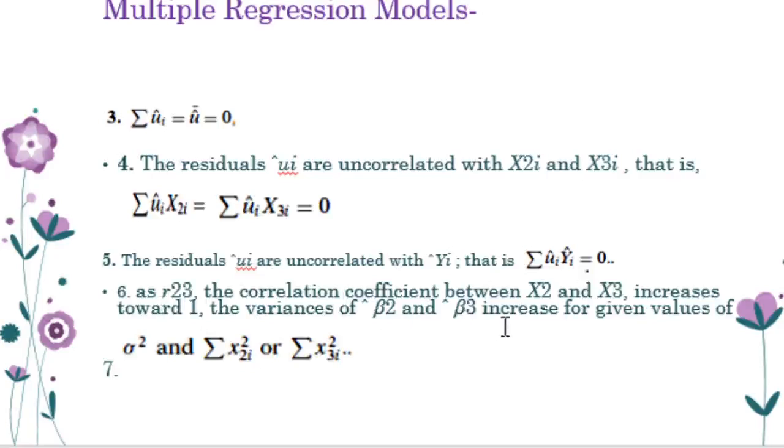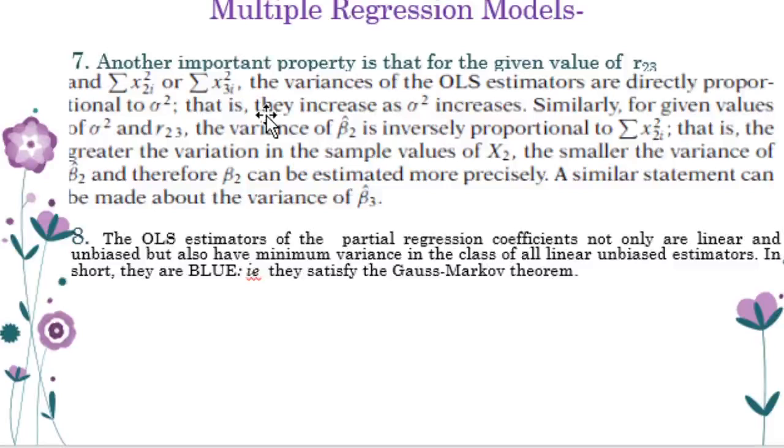Then the next property is that as the correlation coefficient between x2 and x3, denoted as R23, increases towards 1, the variance of beta 2 cap and beta 3 cap increases for a given value of sigma square. And for a given value of R23 and sigma x2i square, x3i square, the variance of OLS estimators is directly proportional to sigma square. That is, they increase as sigma square increases.